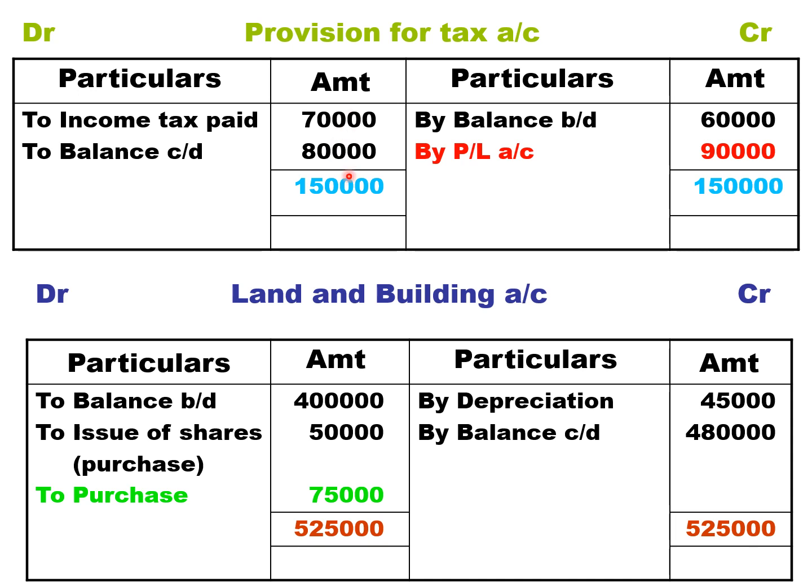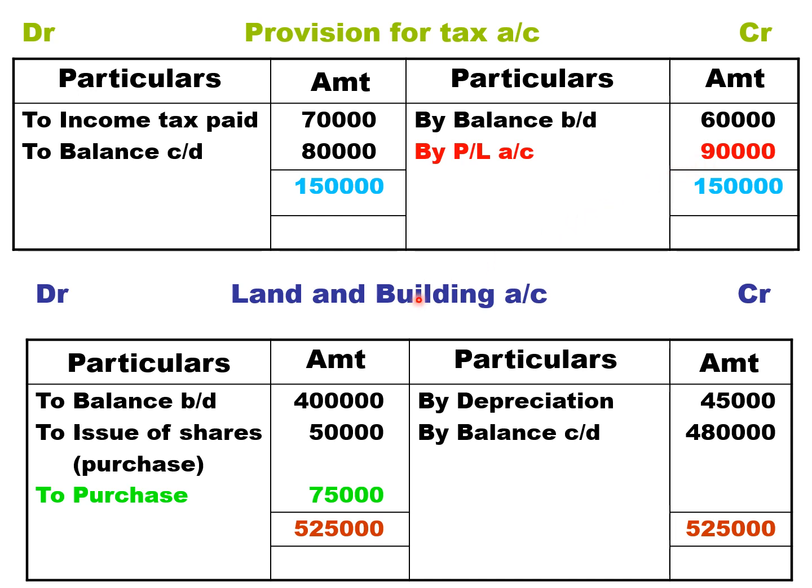So total of debit side minus credit, 90,000 is a new IT provision. 90,000 is not IT paid. 90,000 is IT provided. That means currently 70,000 IT paid and 90,000 is kept aside for future payment. So 90,000 is called income tax provision.